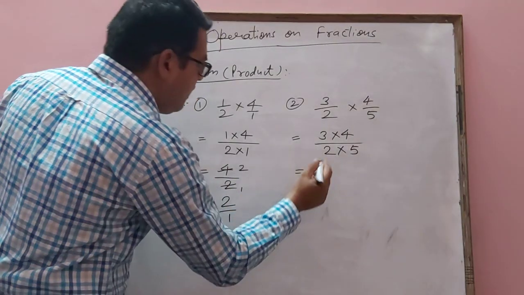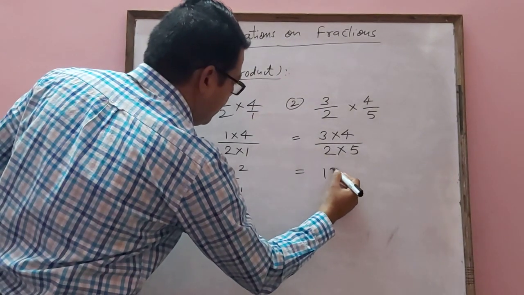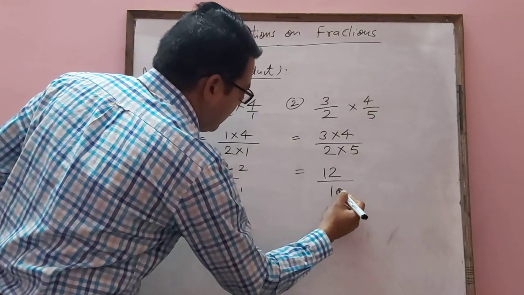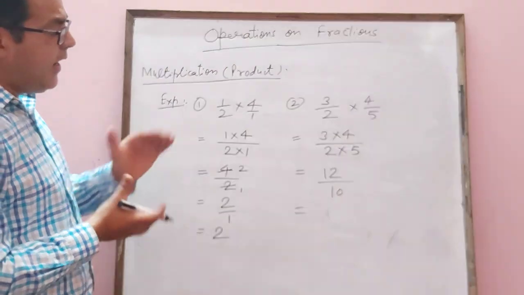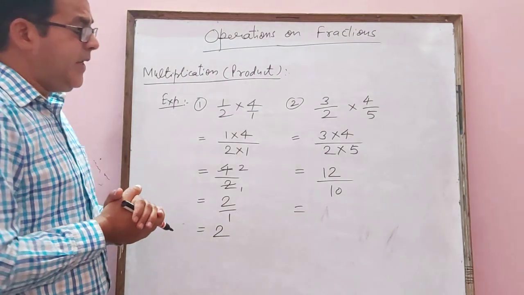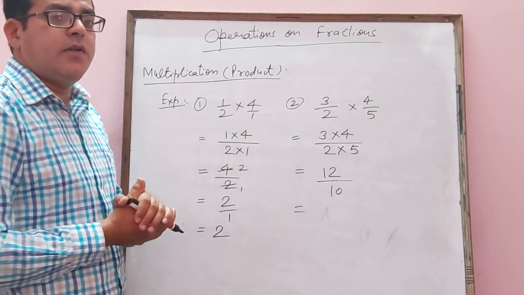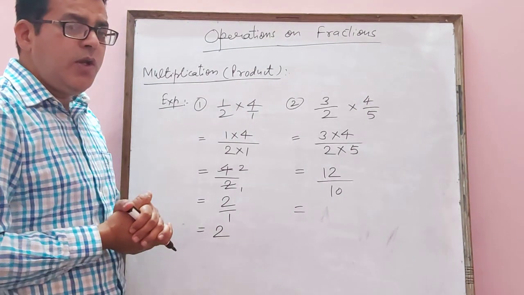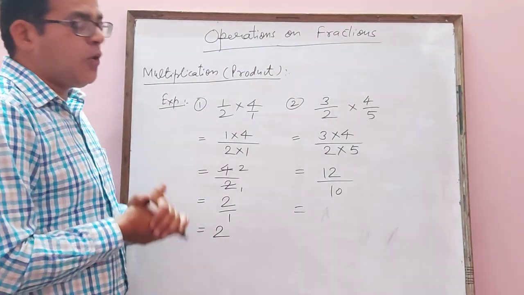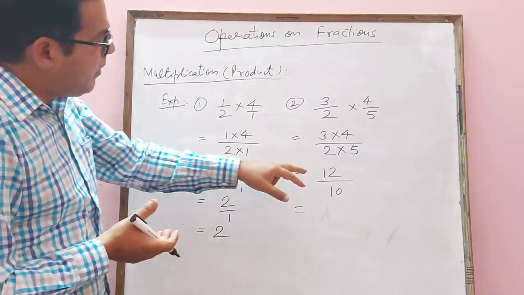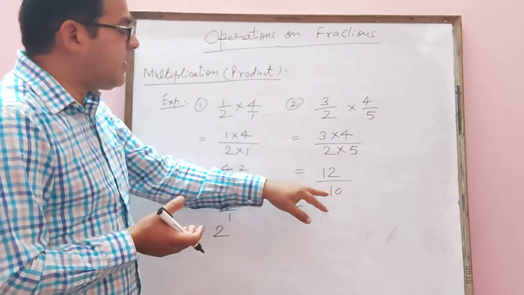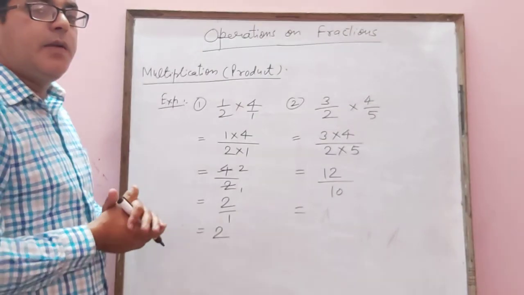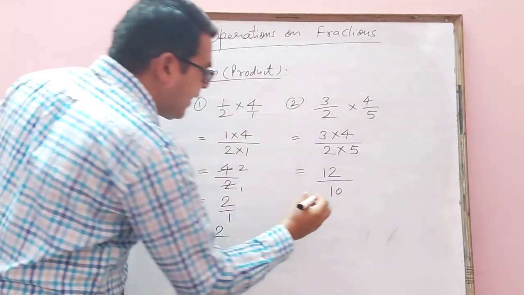So what will come here? 3 4s are 12, we can write here, and 2 5s are 10, we can write here. Now you can see here again, this is not a simple fraction, meaning there is something common between 12 and 10. So can you tell me what is common between them? Yes, 2 is common. It means in the table of 2, 12 is there, and in the table of 2, 10 is there. It means both the numbers are divisible by 2. So we can cut it by 2.